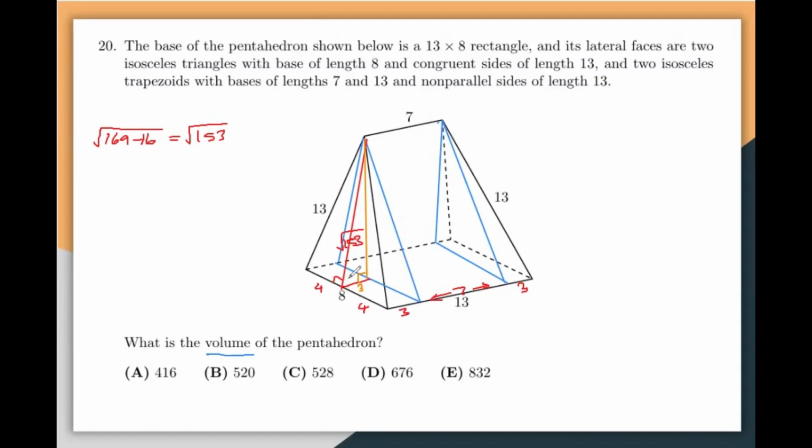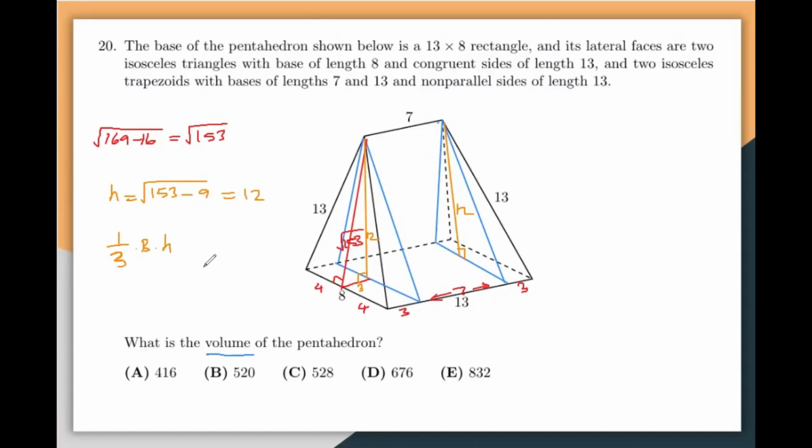Then if I use the Pythagorean theorem in this right triangle, the height of that pyramid will be the square root of 153 squared minus 3 squared, which is 9. Then we take the square root of 144, which is 12. Okay, this is cool. So this is 12. And that means I can also drop the other side, and that's also 12.